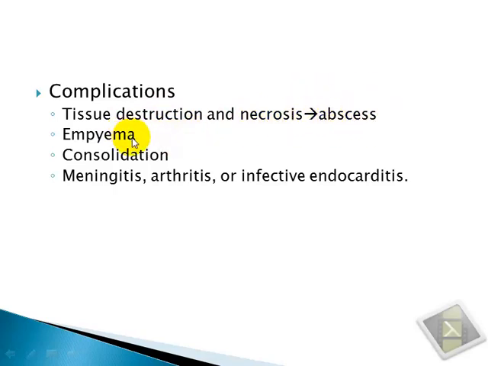When this thing leaks into, for example, you have exudates which are present. Let's say this is the lung, this is the pleura, which is here. So this part of the lung is the one which is involved. Now this may even leak into this pleura, and when this pus leaks into the pleura, this is called as empyema. So presence of pus within the pleural space is called as empyema.